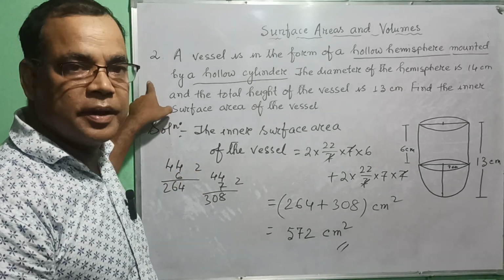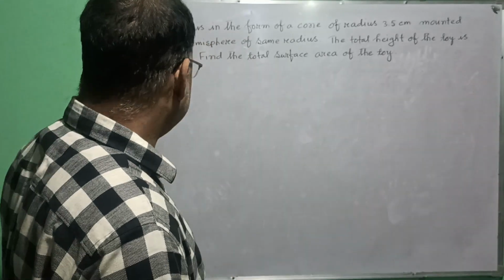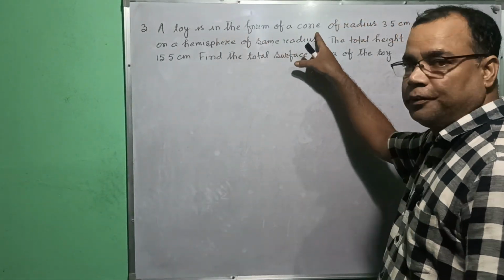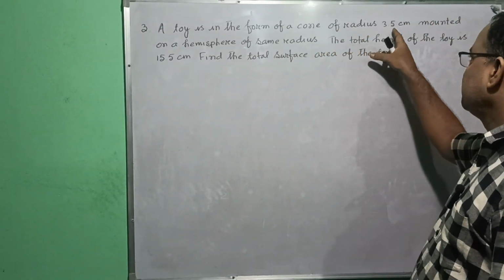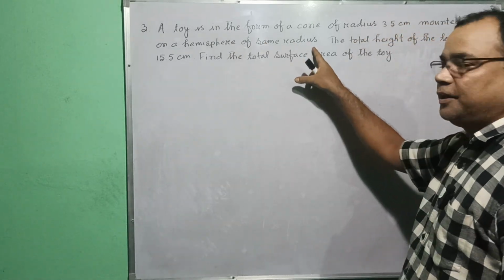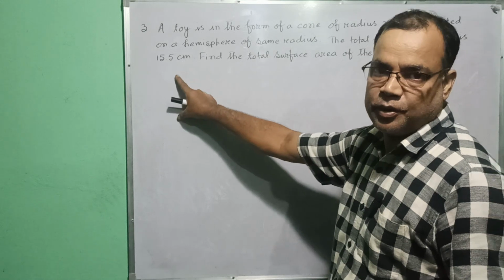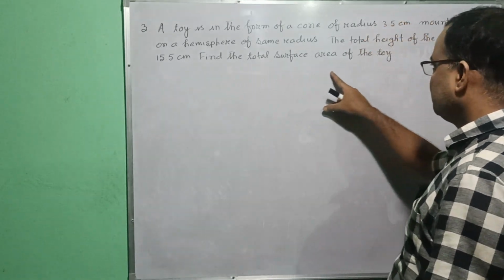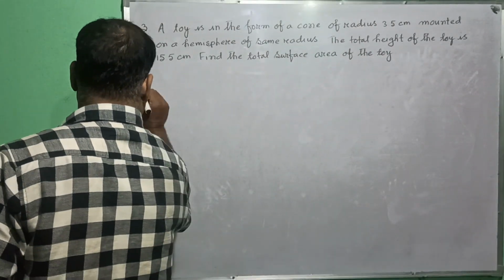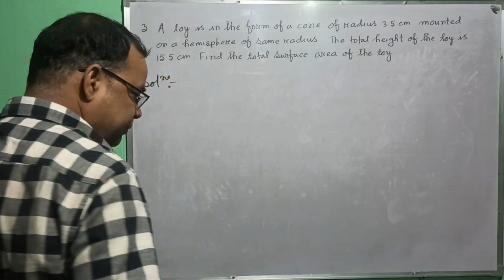Now we'll start question number 3. In question number 3, it is given that a toy is in the form of a cone of radius 3.5 centimeter mounted on a hemisphere of same radius. The total height of the toy is 15.5 centimeter. Find the total surface area of the toy. So according to the question, first we'll draw the figure.